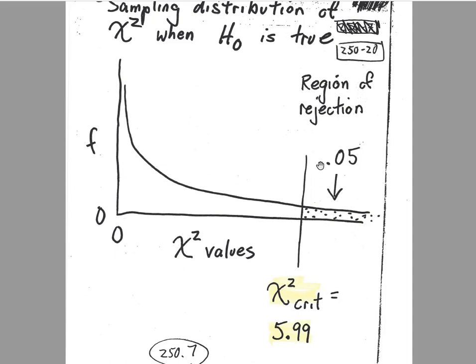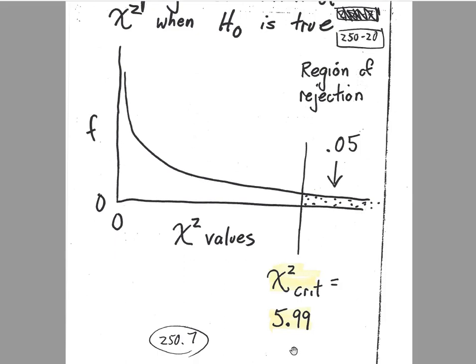Well, how big does it have to be to be in the most extreme 5% of the distribution? In this case, it's got to be bigger than 5.99. That's because we looked it up in a table of chi-square, and the table told us the critical value of chi-square for our study was 5.99. So, if we do the study in the real world and we get a chi-square statistic of 5.99 or bigger, we reject the null hypothesis. We tell the world we've got significant results. But if it's smaller than 5.99, fail to reject the null hypothesis, tell the world we have non-significant results.